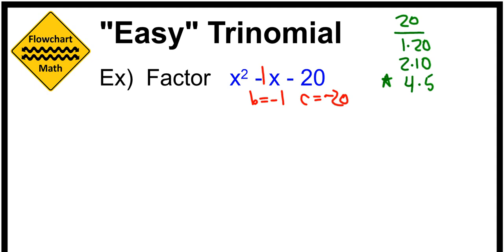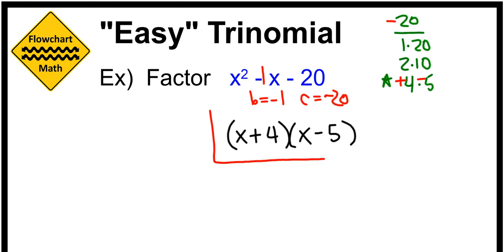Remember, we have to multiply to get negative 20 and add to negative 1. In order to do that, the 4 must be positive and the 5 must be negative. So there are my numbers. This is going to factor into two binomials, and those numbers are plus 4 and minus 5. So your factored answer is the quantity x plus 4 times the quantity x minus 5.